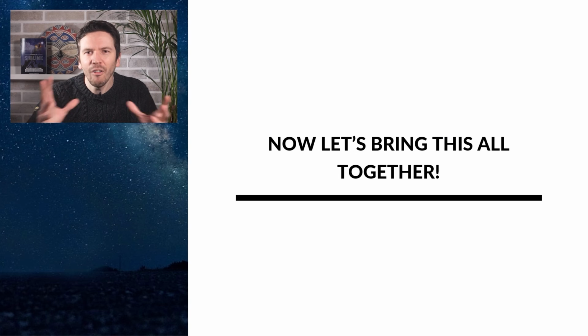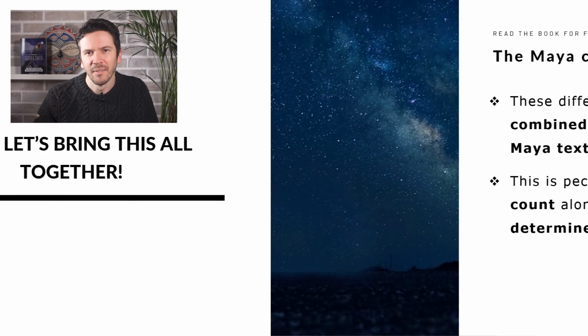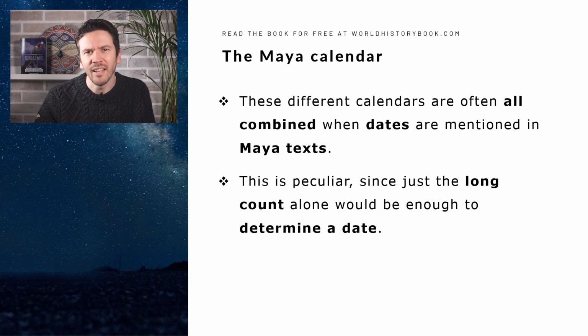Now let's bring all these different calendars together. If Mayan texts give dates, they often bring all of these calendars together, which is actually quite peculiar, since only the long count system alone would be enough to determine a date in history. But of course, the point of their system was not just to determine a date. To them, it described a sort of cosmic spectacle to do with the planets and the moon and so on.